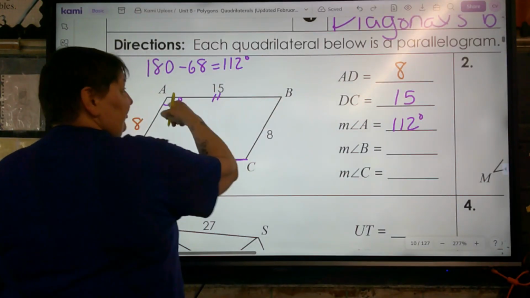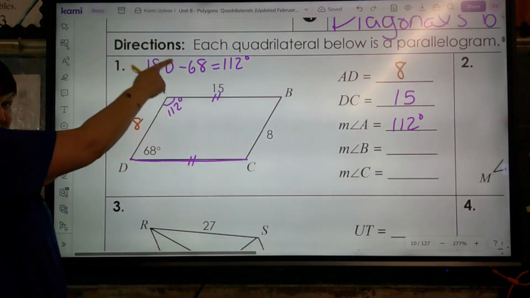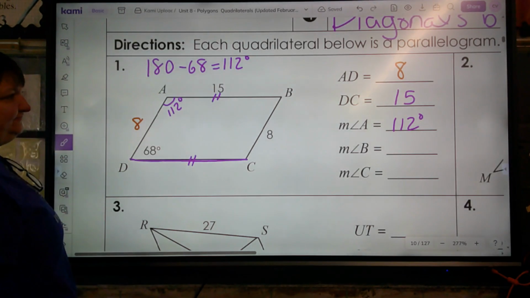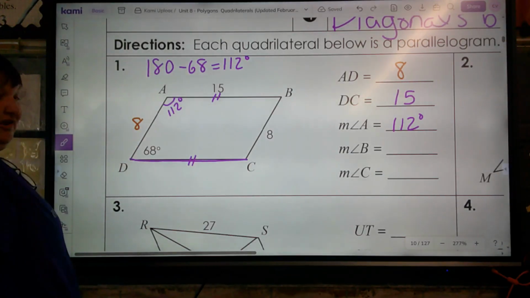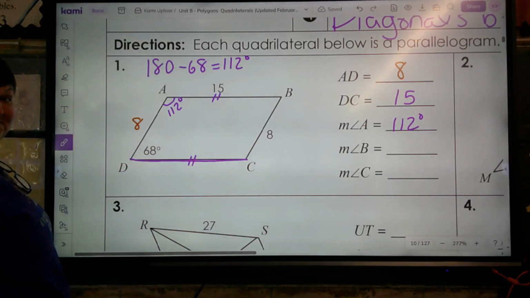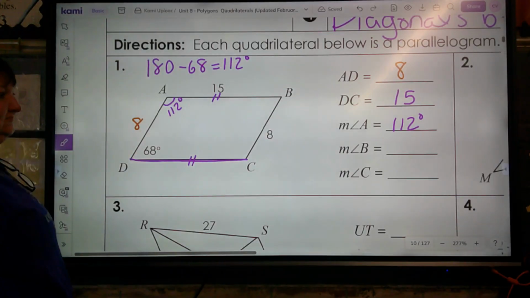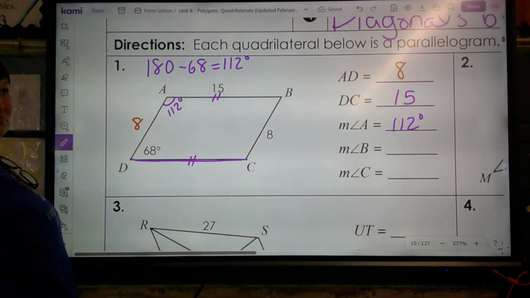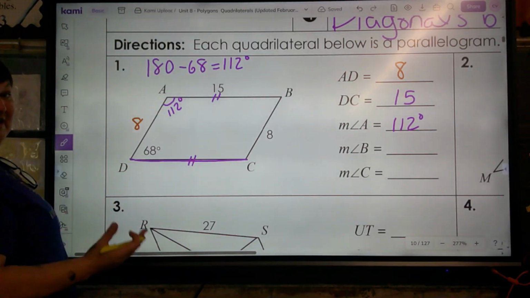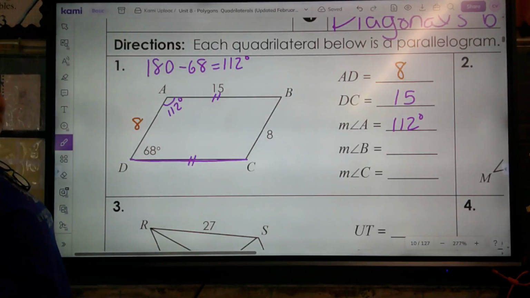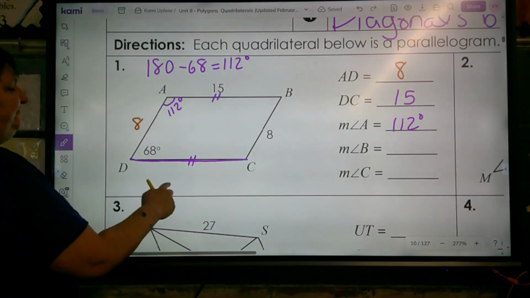This is showing your work. You must have all this stuff. Otherwise, how do I know where you got the answer? I don't want to assume you're cheating, but you guys cheat a lot, so I'm going to assume you're cheating if you don't show your work. I also might ask you to explain how you got that, and if you can't explain it, I'm going to assume you cheated. Okay?